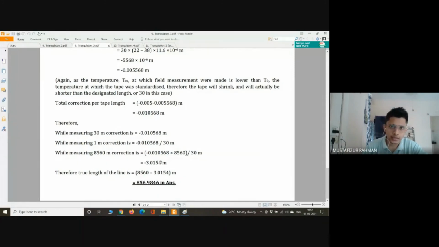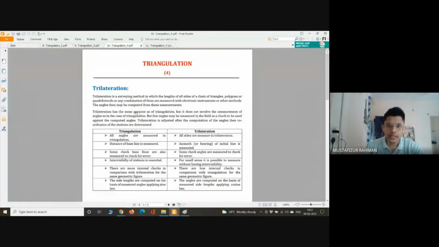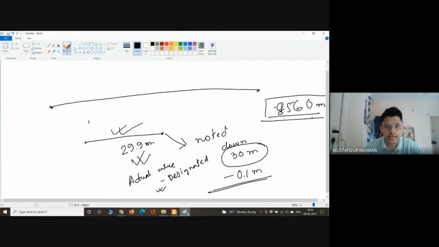Then after that, we have this triangulation. This is the definition of triangulation is given here. Sorry, trilateration is given here. Trilateration is a process which is similar to triangulation, where we make triangular networks, but we don't measure the angles. Okay, we will measure the distances of these sides.